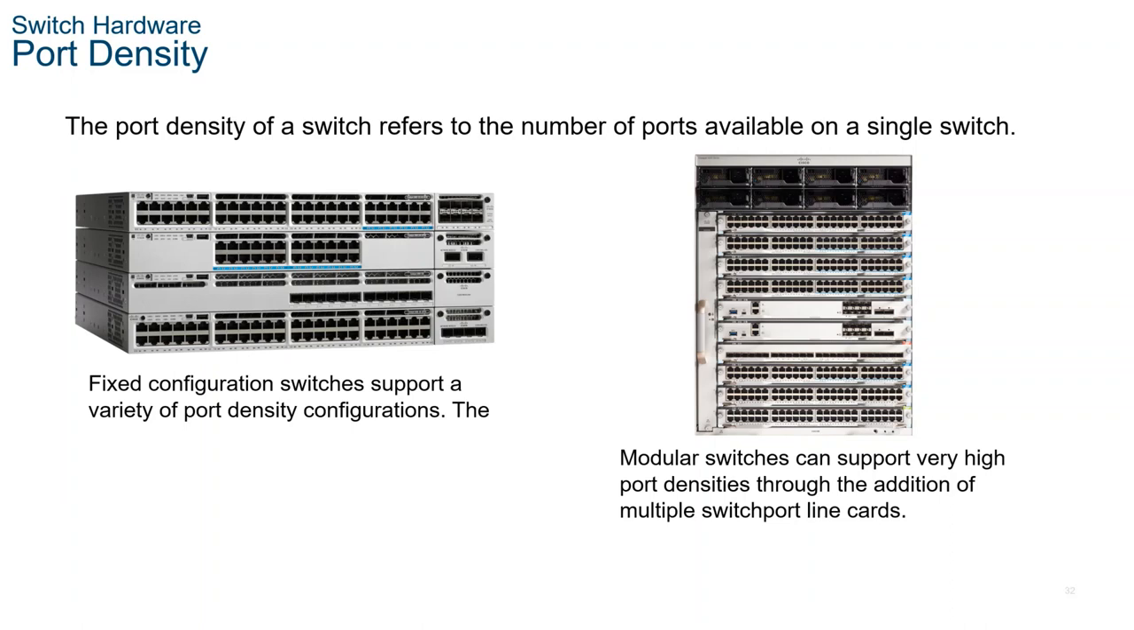Fixed configuration switches support a variety of port density configurations. These switches come in 12, 24, and 48 port configurations as shown in the figure. The 48 port switch has an option for additional ports for small form factor pluggable, or SFP, devices, which we have on this side. Modular switches can support very high port densities through the addition of multiple switch port line cards. The modular switch shown in the diagram supports up to 384 switch port interfaces. Could you just imagine the number of ports there? So this one is for the modular.